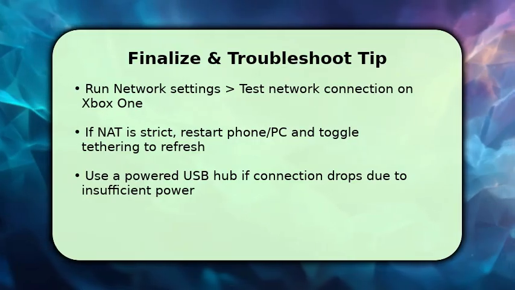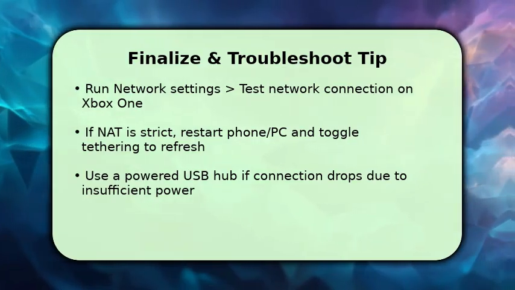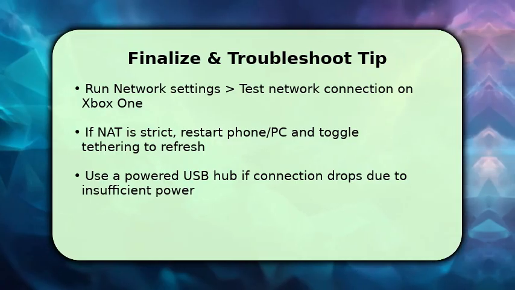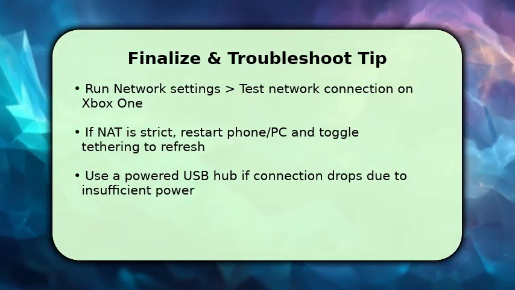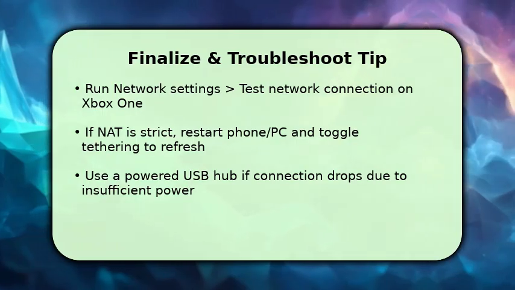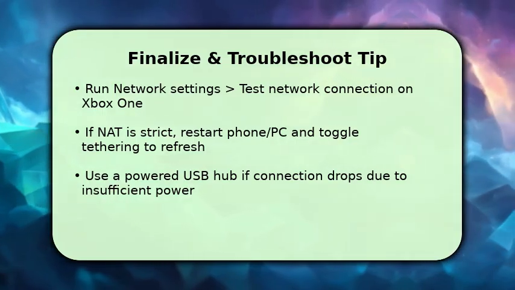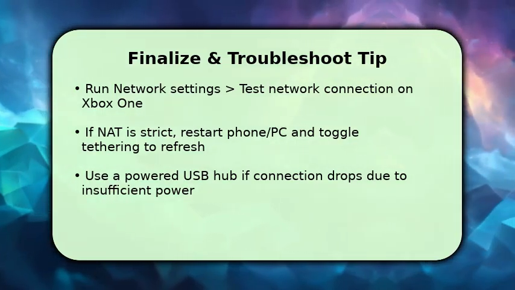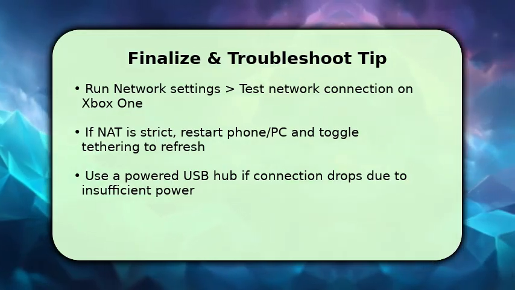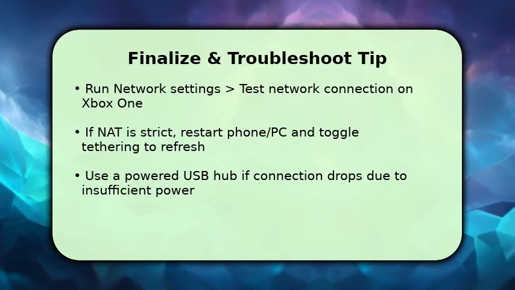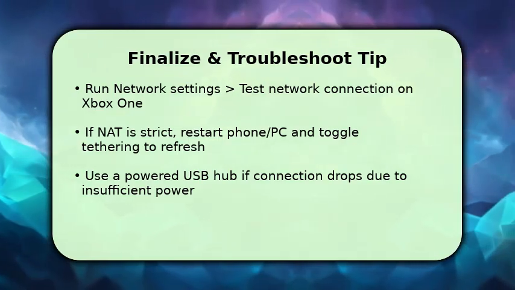If the Xbox fails to get an IP address, disconnect and reconnect the USB tether, then reboot the phone and Xbox. Make sure mobile data is allowed for tethering and that no VPN on the phone blocks traffic. One key troubleshooting tip: if you see frequent drops, use a powered USB hub or bridge via a PC with internet connection sharing to stabilize the link.